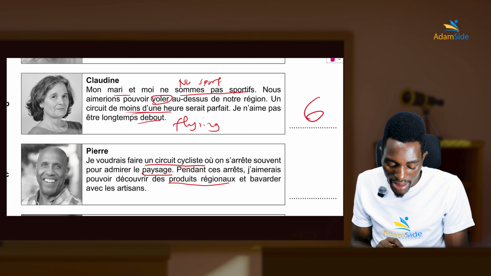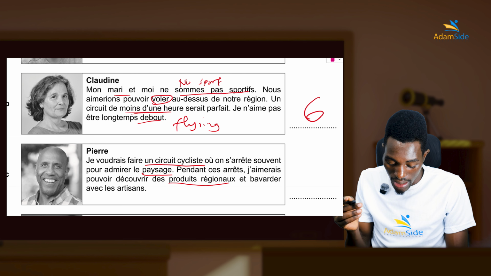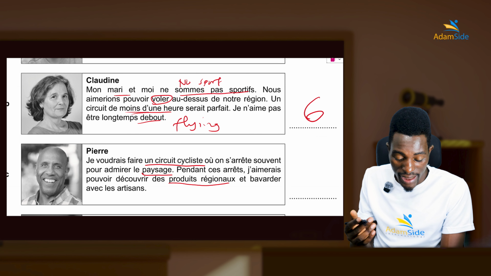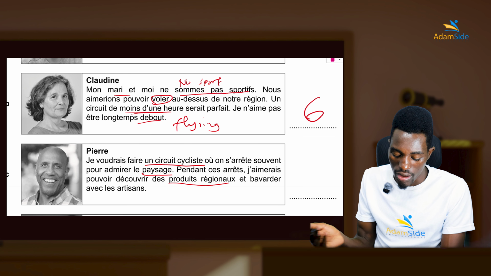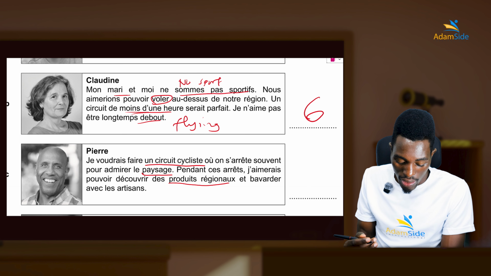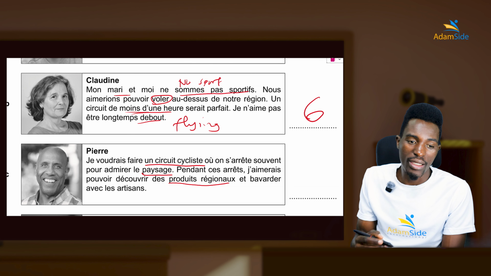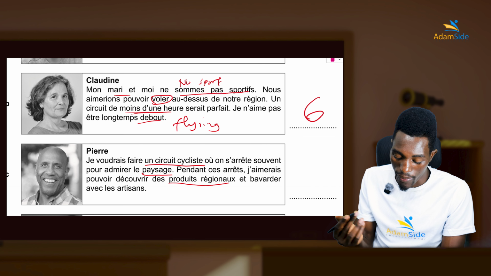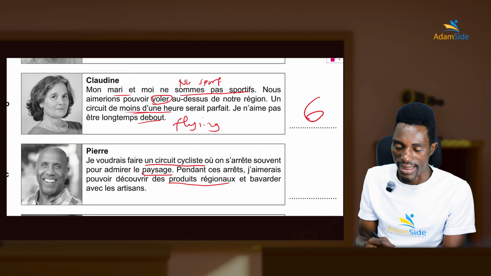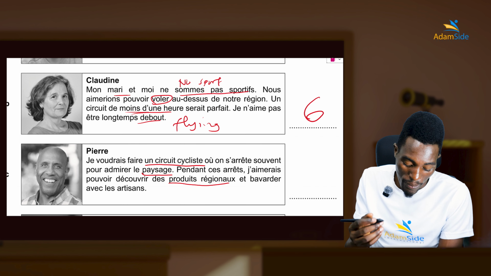So, like he would like to do cycling where he is admiring those paysages, with farmers. Yes. So he's admiring to meet with what? With farmers. During that he also would like to identify the products, like what they harvest, crops of his region or his province. Bavarder avec artisans. Also to talk with what? Those artists. Okay? Key pratique là.